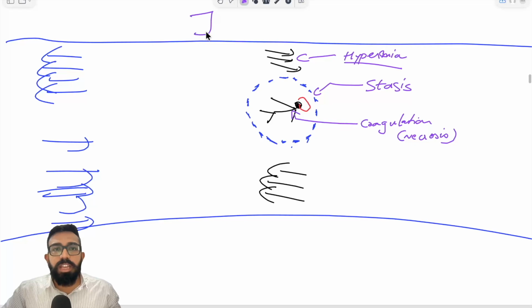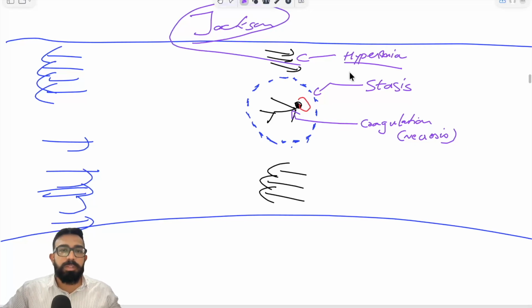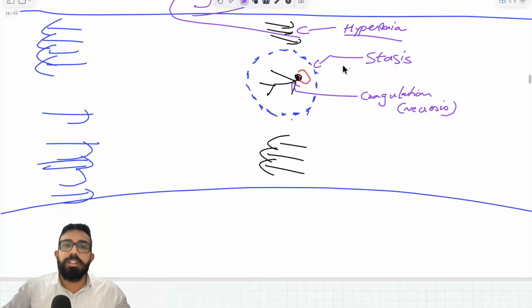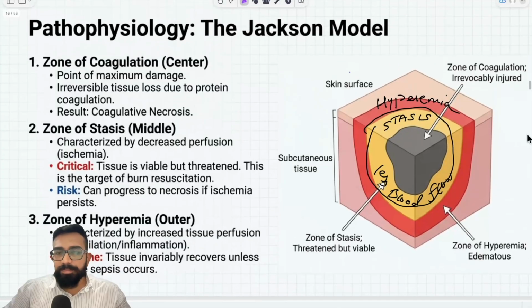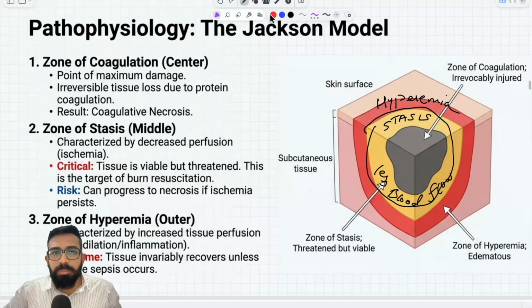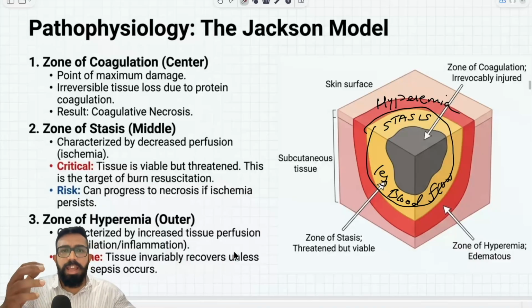Just every time, whenever on the road you see some accident, next time you are going to remember this Jackson's model. And by the way, if you really see an accident, you should try to do your best and be a good citizen. Don't just remember Jackson's model. Now, every time there is a burn and you see this zone of hyperemia, because there is more blood flow going to this zone, this zone is especially red, more red as compared to the surrounding burned region.